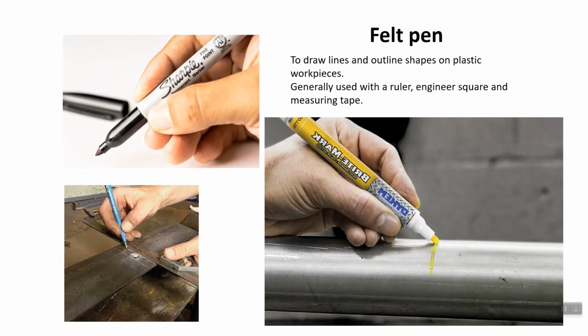If we don't want to damage our material with a scriber, we use a felt pen. It's like a marker, a very fine point marker. It is used to mark out on metal and plastics, to draw lines and outline shapes on plastic workpieces and metals. It is generally used with a ruler, engineer square, or measuring tape, or for freehand marking. We use a felt pen because it doesn't erase easily, but we can remove the markings with a spirit or a solvent.